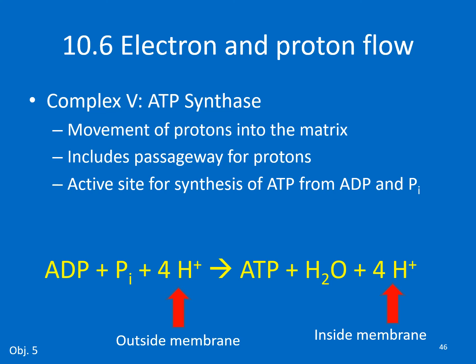So the overall reaction is shown at the bottom of the slide right here. ADP plus inorganic phosphate plus 4 protons outside of the membrane get converted to ATP plus water plus 4 protons inside of the membrane. The protons weren't actually involved in the reaction. They just got moved from outside of the membrane into the membrane. And later on, we'll talk about how this actually works.